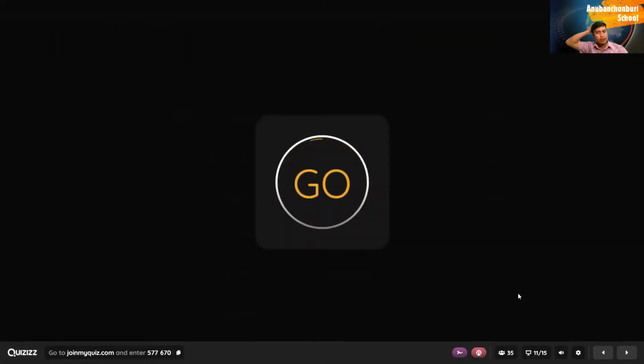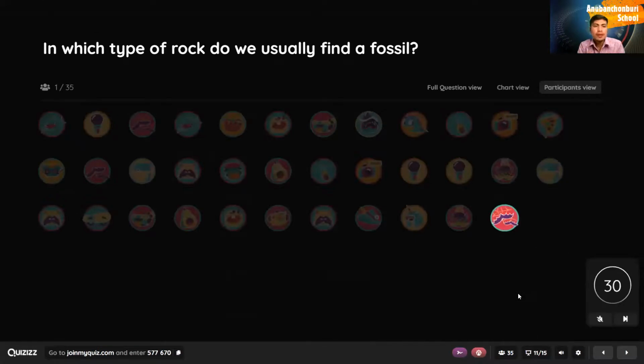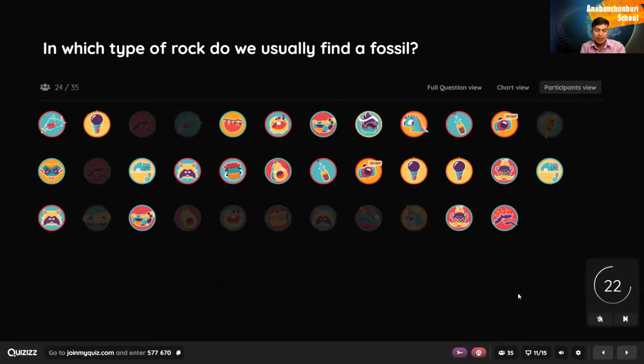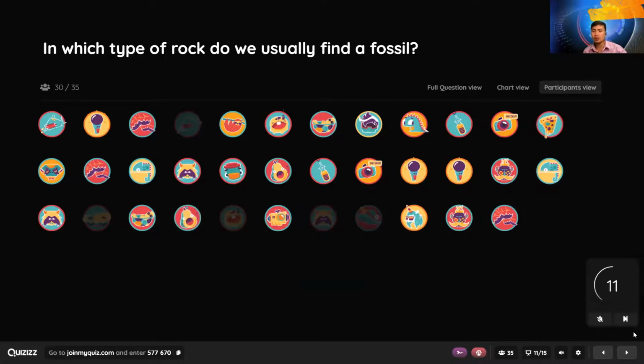Next question. In which type of rock do we usually find a fossil? This is the easiest question in the world. All of you should have the correct answer here, because we've been studying this forever.